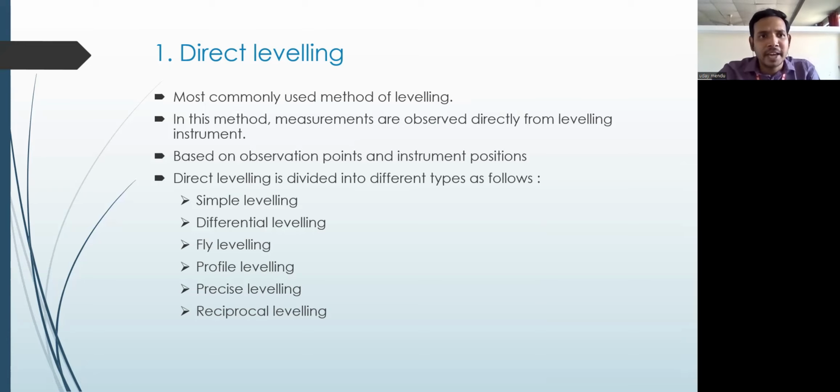This direct leveling is further classified into different types based on the observation points and the instrument position, as you see here in the second point. The first one is simple leveling, the second one is differential leveling, third one is fly leveling, fourth one is profile leveling, fifth one is precise leveling, and the sixth one is reciprocal leveling. Now let's go through each and every type of leveling in detail.